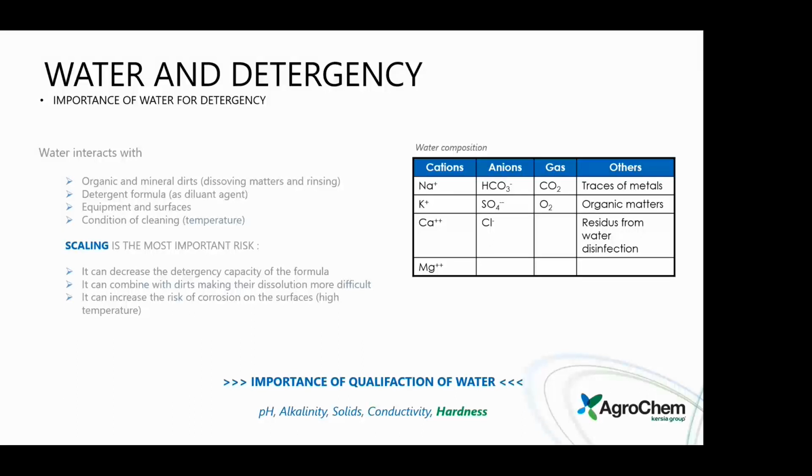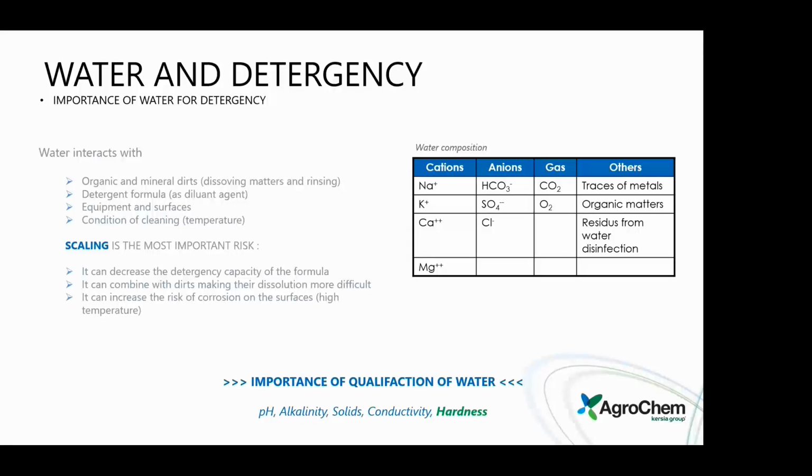So water: we talk about detergency, we talk about the alkalinity and the acids and the different things we need to do, but how important is the water to this aspect of it? Water interacts with the organic and mineral dirts. That's what we're using, of course, as our action piece to pull all of this together and to carry the detergents to do the cleaning. So it's used as the diluting agent. It's used on the equipment and surfaces and conditions of cleaning temperatures.